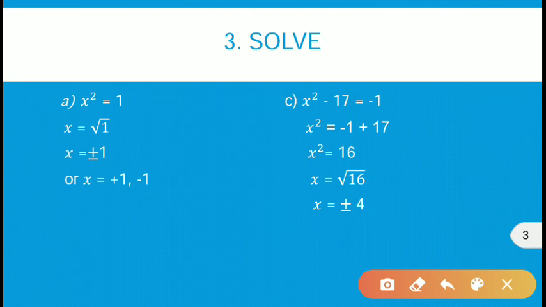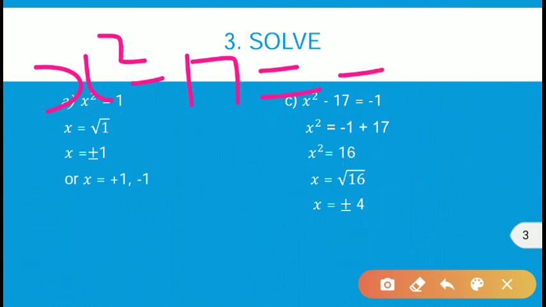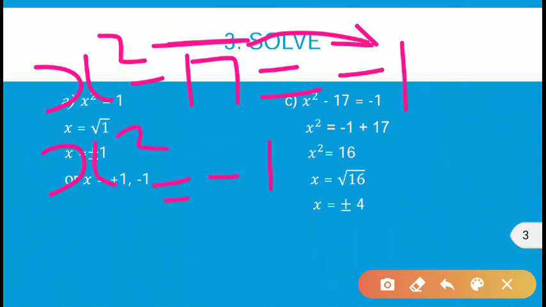Next is x square minus 17 is equal to minus 1. We can solve this equation. X square minus 17 is equal to minus 1. So first of all, transfer this minus 17 to the right hand side. When you transfer it, this minus will convert into plus 17.